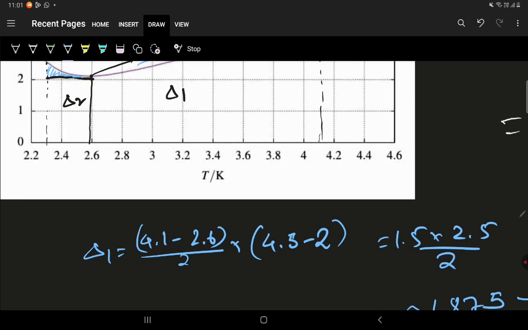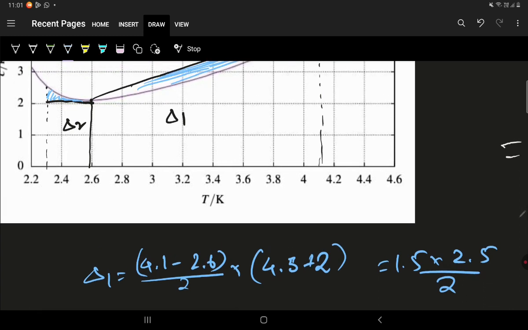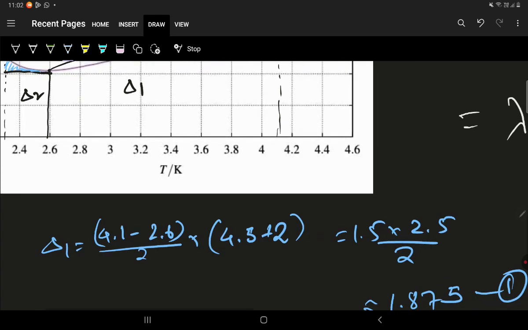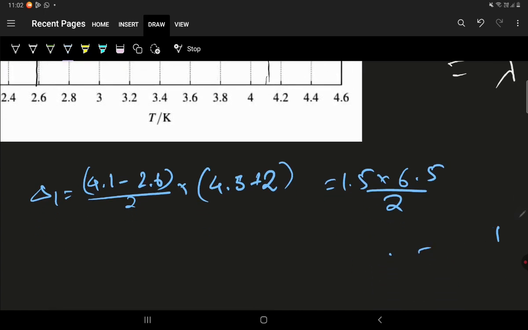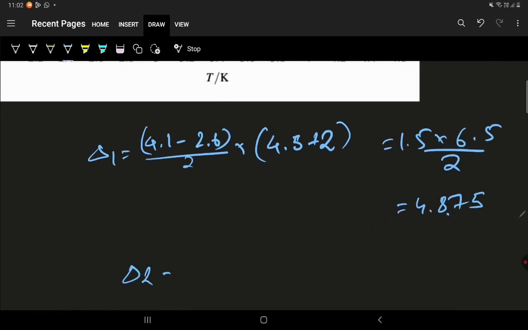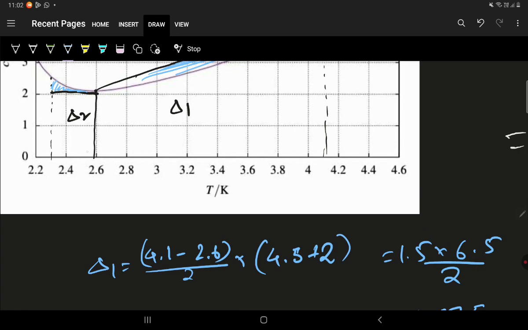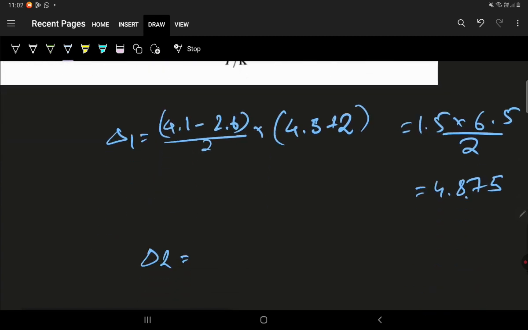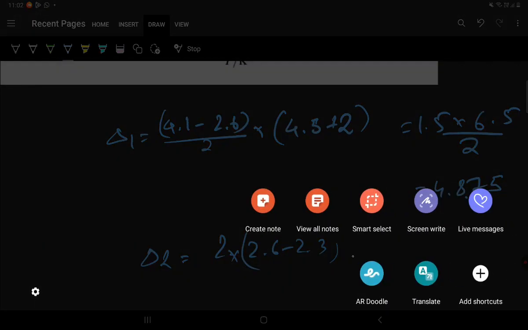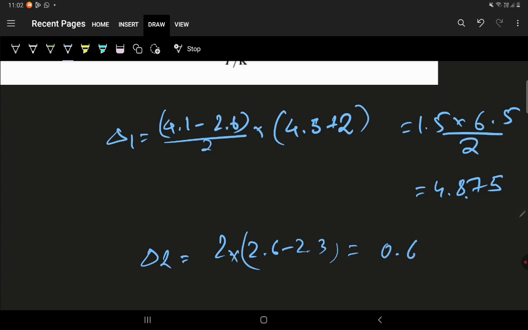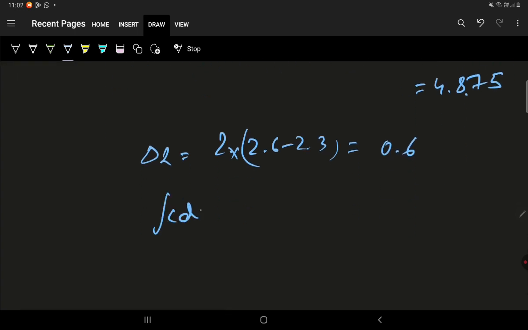And what about delta 2? Here it will be 4.5 plus 2, whole divided by 2. So it will be 1.5 into 6.5 divided by 2, which results in about 4.875. Similarly, delta 2 is simple to calculate. It's just 2 into 2.6 minus 2.3, and it's about 0.6. So the integral of c dT is nearly 5.5.